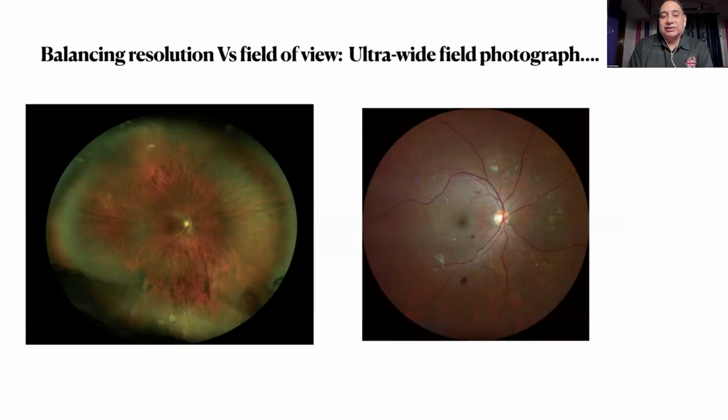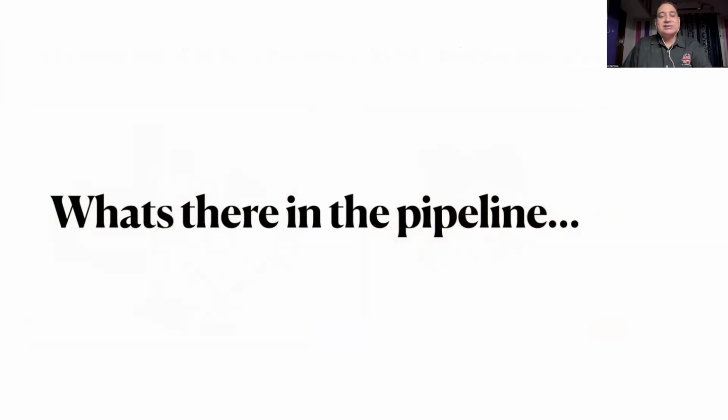The left image, which you can see, is the Optos image. The right is another camera. And you can see the resolution of the right is definitely good. However, the field of view is less. So the challenge today has been balancing this resolution versus the higher field of view. Let's see what is there in the pipeline in the next few years.